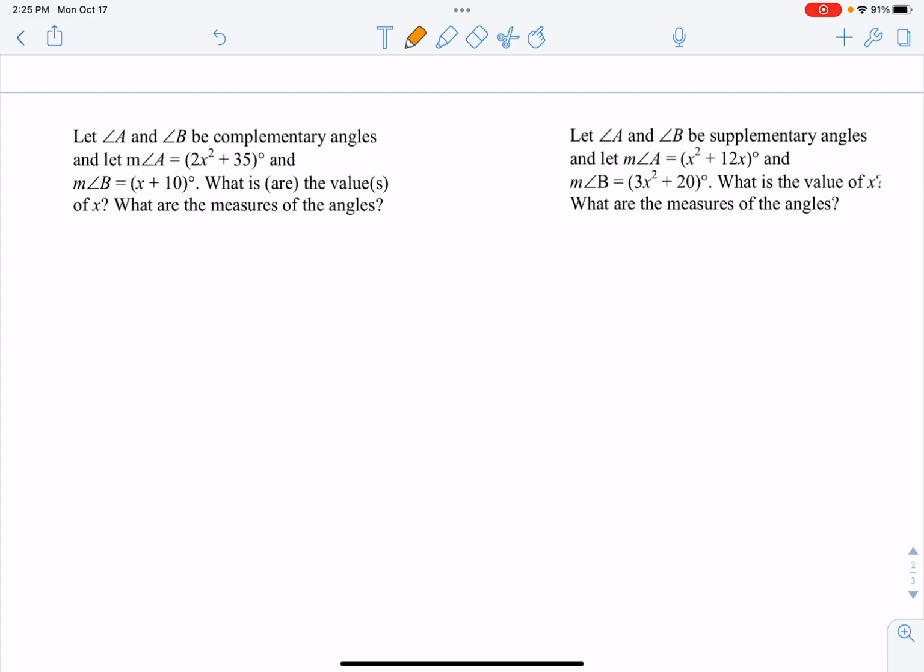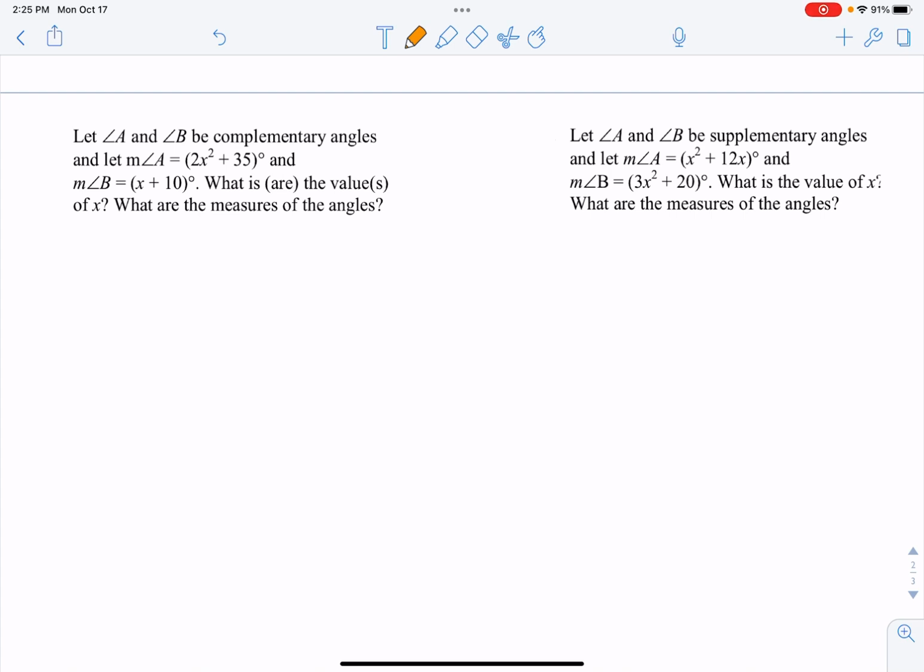Okay, so let angle A and B be complementary angles, and let the measure of angle A be 2x squared plus 25 degrees and the measure of angle B be x plus 10 degrees. What is the value of x? What are the measures of the angles?